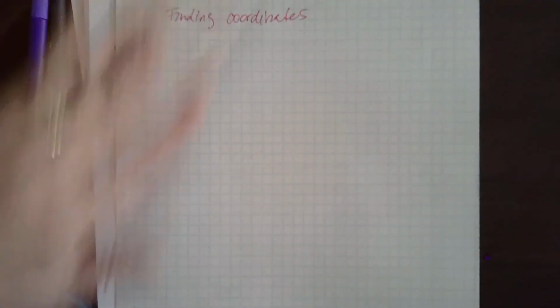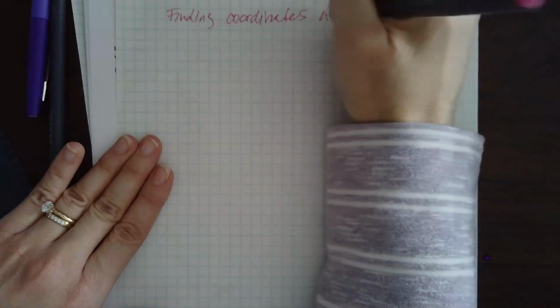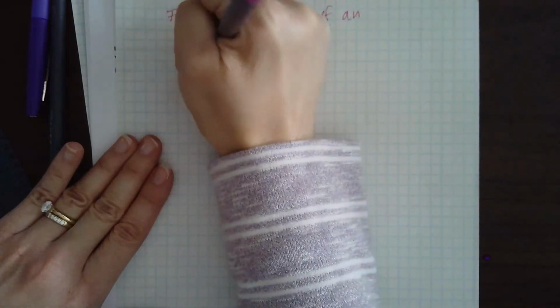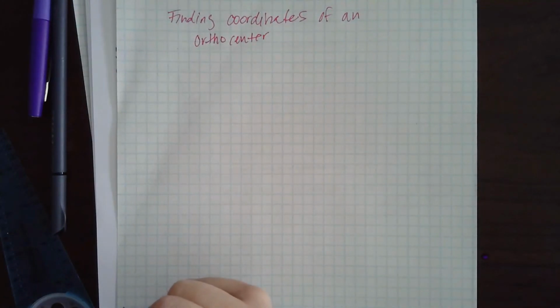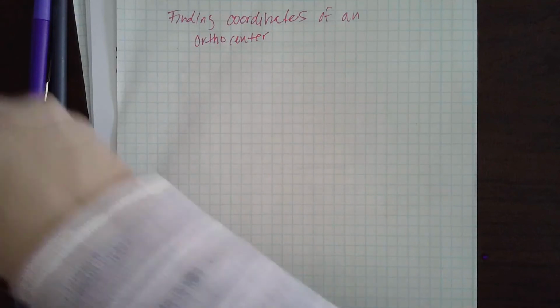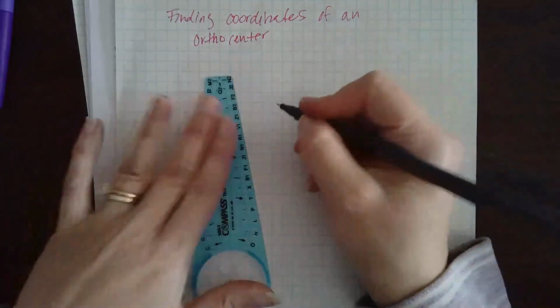Raise that up. So we're going to find coordinates of an orthocenter. This one's going to be a little bit more challenging, only because it's not going to be as straightforward as the last one where it was pretty much done for us, but the process is still going to be the same. So let's go ahead and start by drawing our grid.